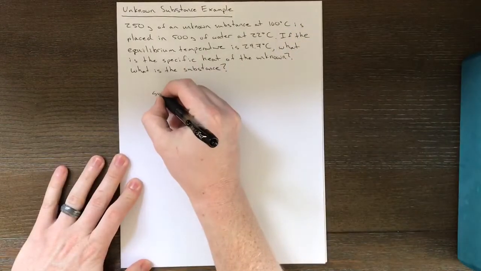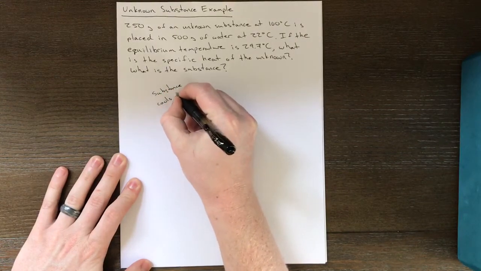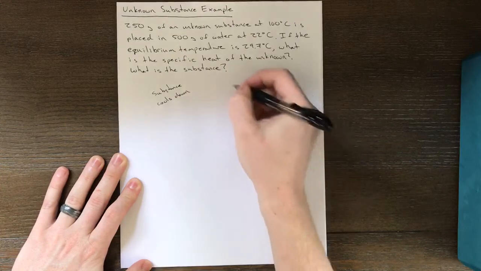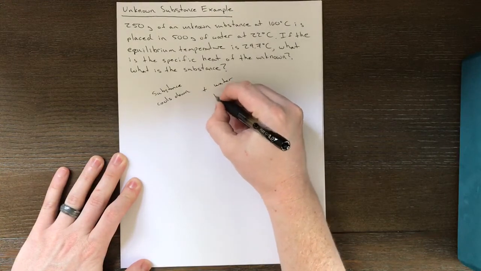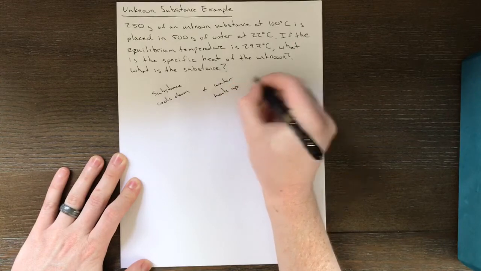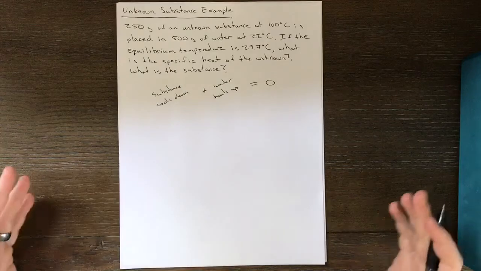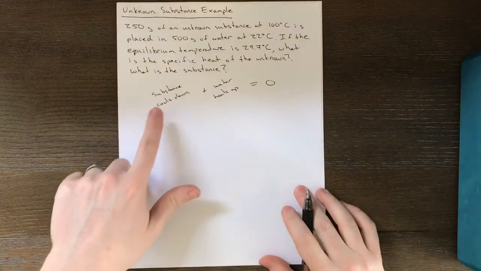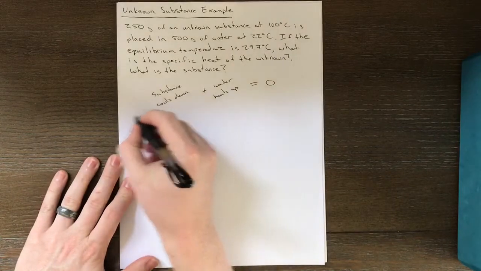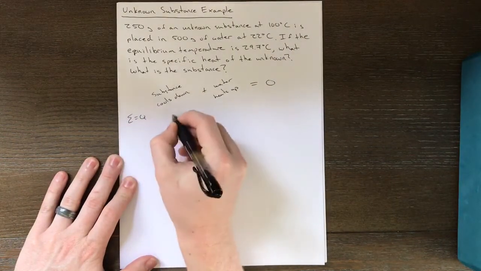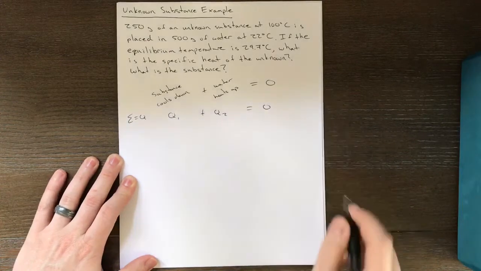So we have the substance cooling down, the substance cools down, the water heats up. And we know that all of this should result in a net change of 0. Any heat lost by the substance is gained by the water. We really have the sum of Q, which is Q1 plus Q2, should equal 0.